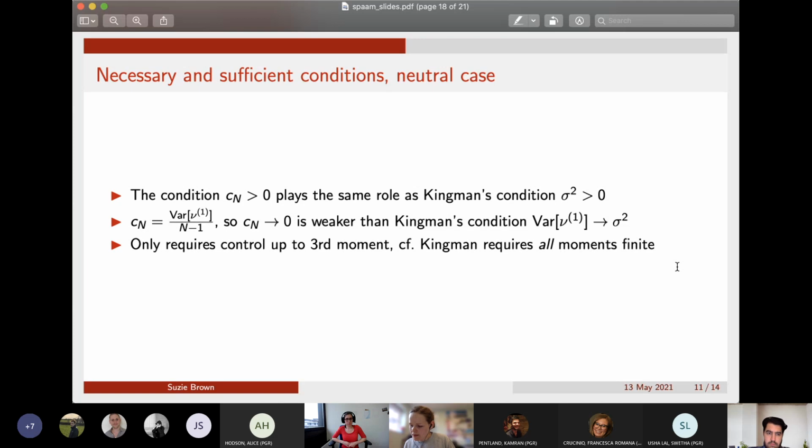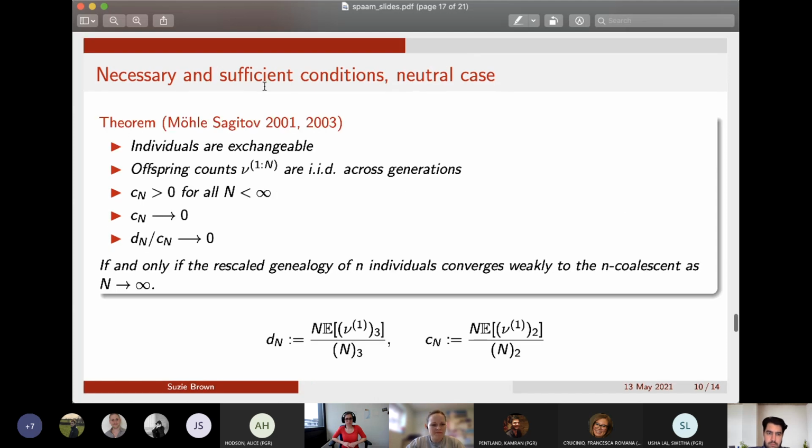Okay, so what we have now is basically a full theory for the neutral case, because we've got necessary and sufficient conditions, so we're done basically. But what we were interested in was looking at the non-neutral case, which is of more interest in population genetics, in that the neutral case is quite restrictive because you can't see anything like natural selection, so it's not that realistic.